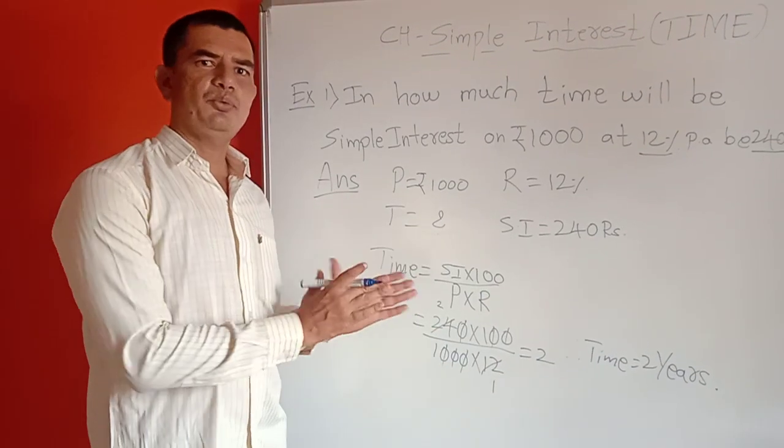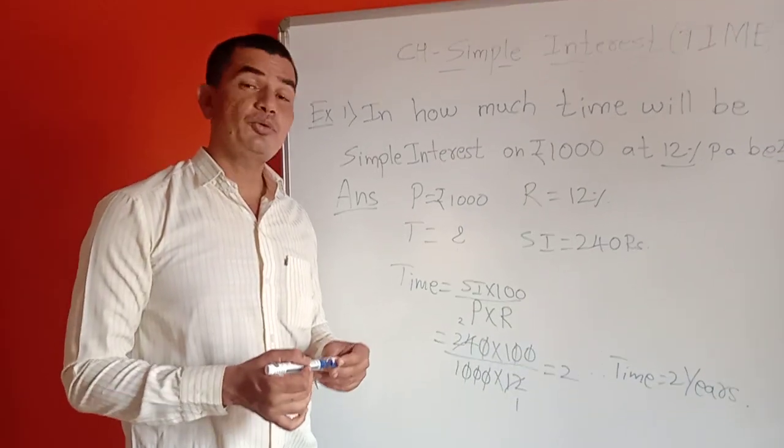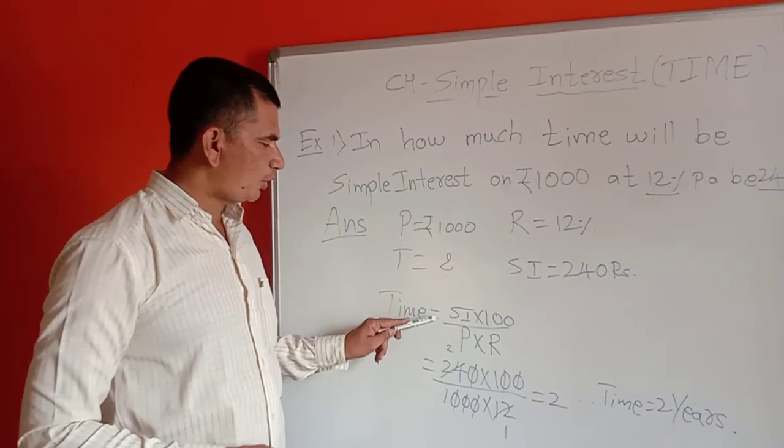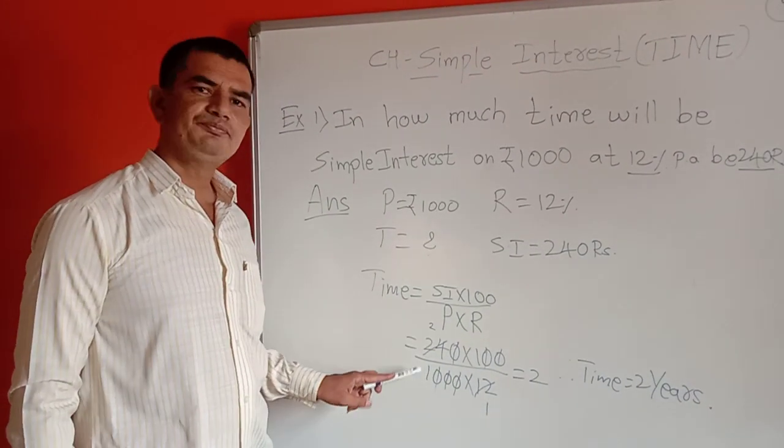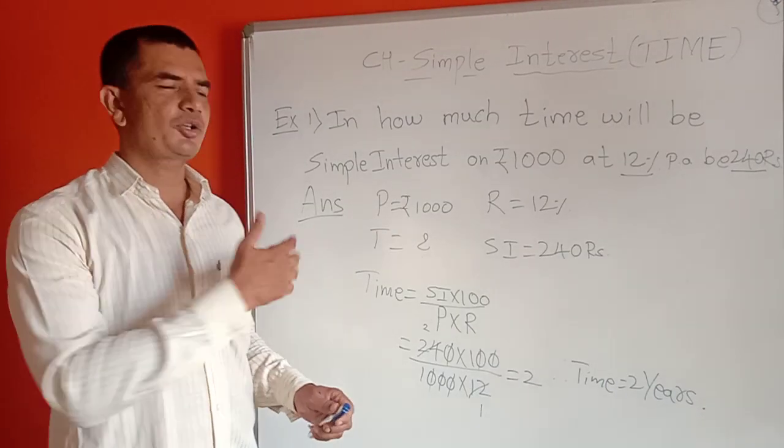Okay, students, this is the way to find the time. First, we have to write whatever they have given in the question. Next, we have to write the formula, meaning what we have to find out. After that, we have to cancel and simplify, and then we will get the answer. Okay, friends, I hope you understood this one.